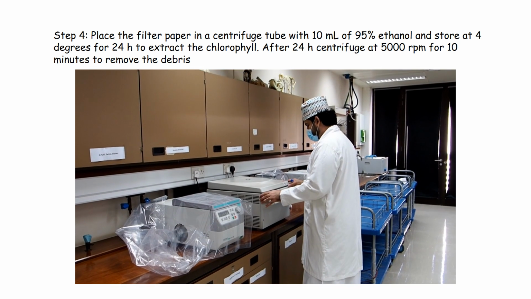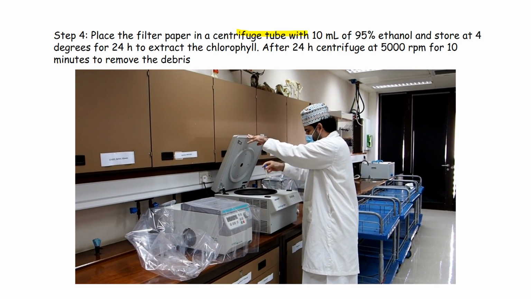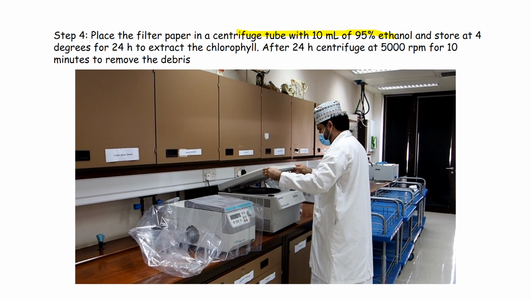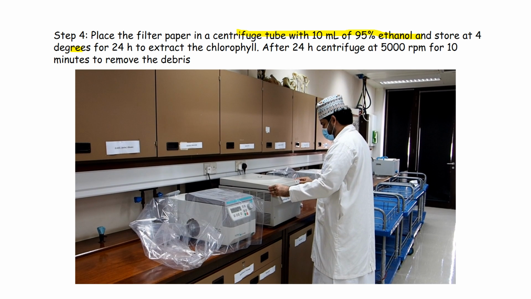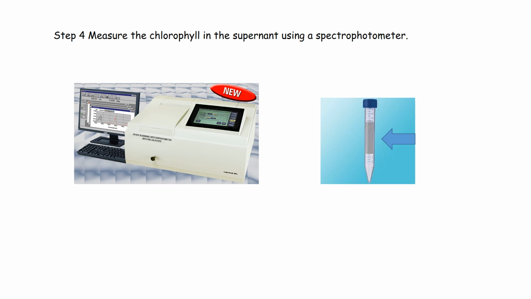After filtering, the filter paper is placed in a centrifuge tube with 10 ml of 95% ethanol to extract the chlorophyll and stored at 4 degrees in the dark for 24 hours. After 24 hours, it's centrifuged at 500,000 RPM for 10 minutes to remove the debris. The chlorophyll is now in a supernatant, and we're going to analyze it using a spectrophotometer.